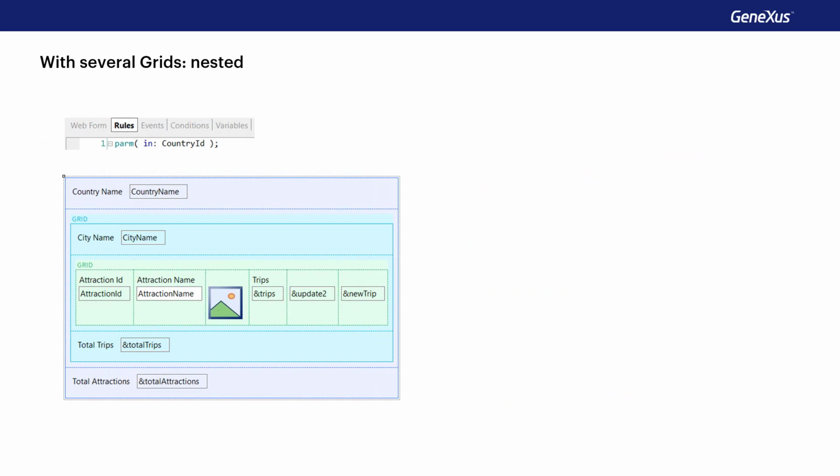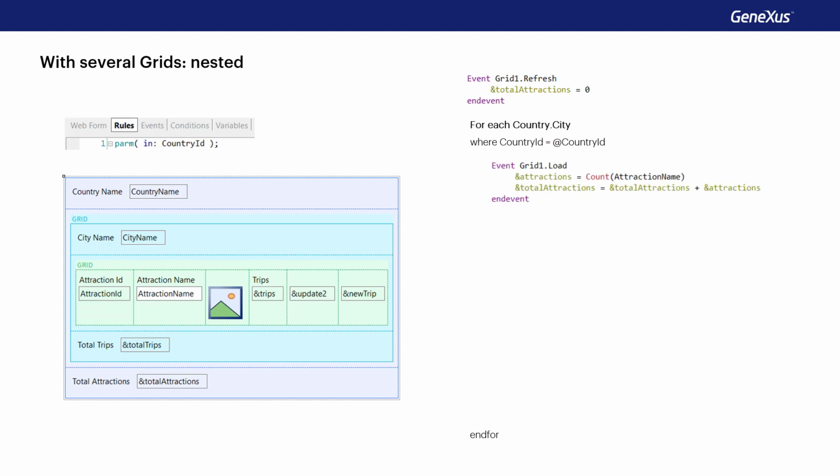Translating this into a Genexus pseudocode would result in something like this. First, the external grid's refresh is executed. There, we set to 0 the variable that will count the total number of attractions that will be loaded. Then, because this is the case of a grid with the country-city base table, Genexus will establish the implicit for each that'll navigate this base table, filtering by the value of country ID received by parameter. For each record found, that grid's load event will be executed. It'll have that city's attractions, which it will add to the variable that will be totalized. Then, the city is loaded on the grid from the load command that Genexus includes.